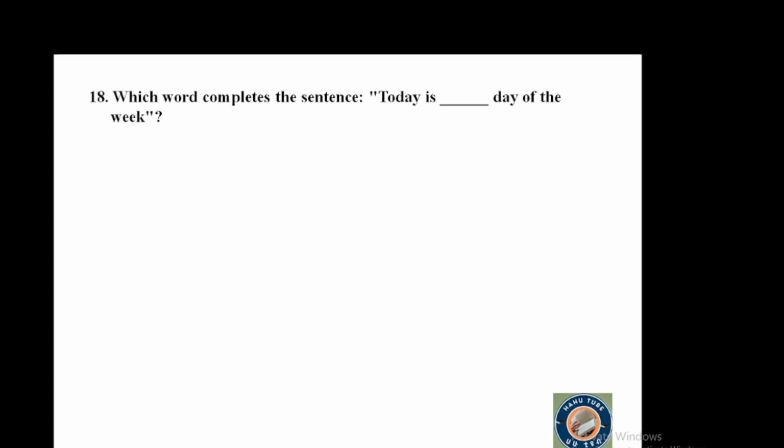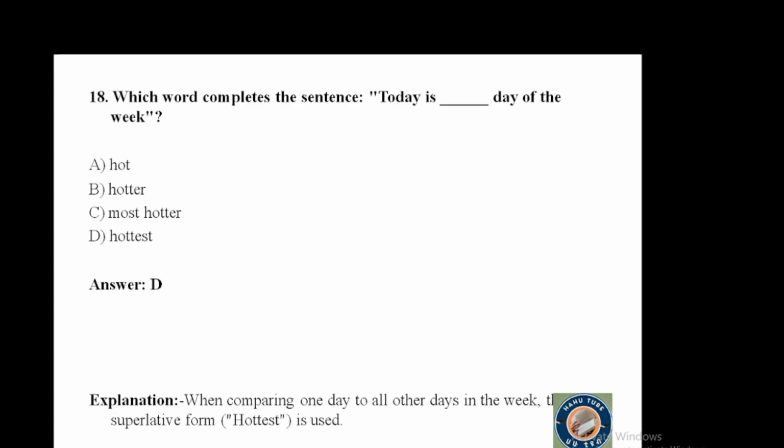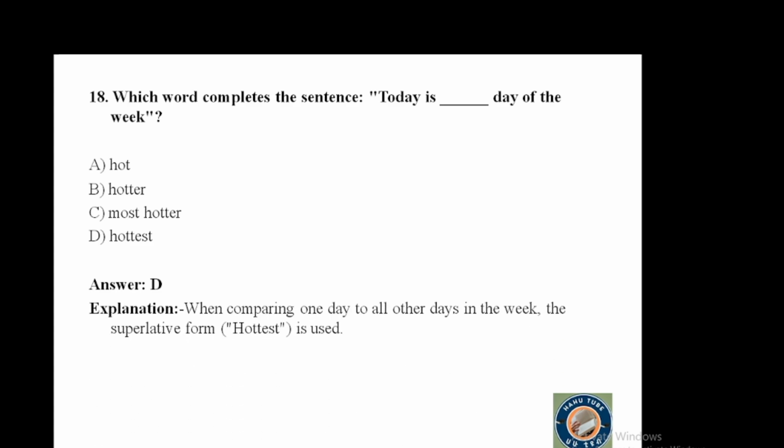Question number 18. Which word completes the sentence: today is blank day of the week? A. Hot. B. Hotter. C. Most hotter. D. Hottest. The answer is hottest. When comparing one day to all other days in a week, the superlative form, hottest, is used.